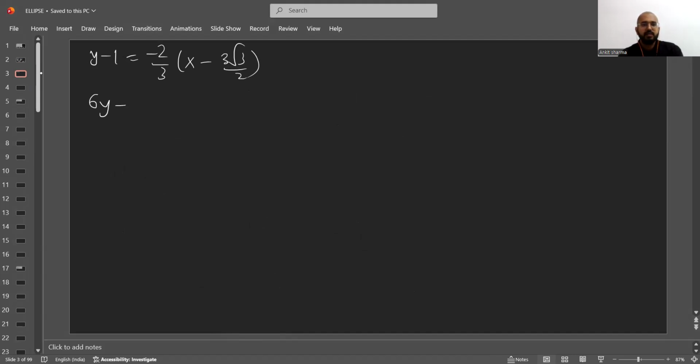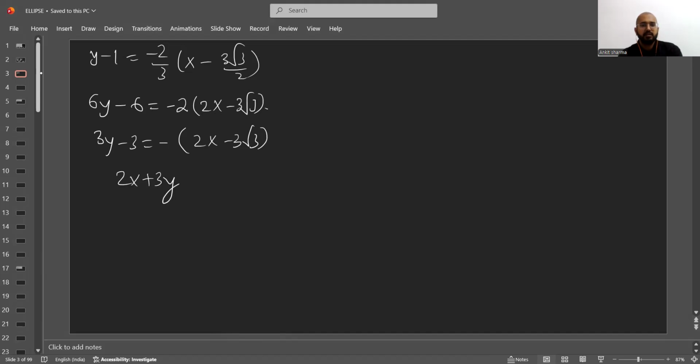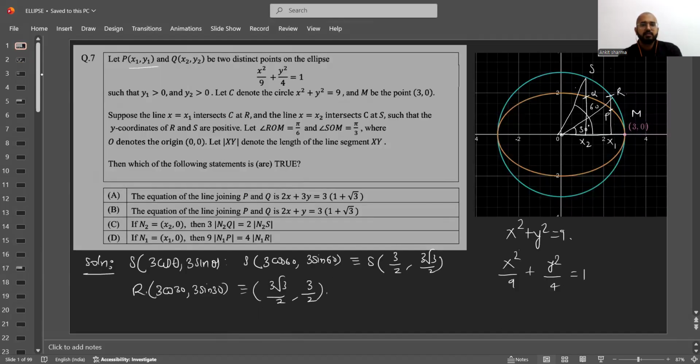So I'll write down here 6y minus 6 is equal to minus 2 times 2x minus 3 root 3. So I can just take this here, or else we can cancel here. So 3y minus 3 is equal to minus of 2x minus 3 root 3. So this will give me 2x plus 3y is equal to 3 plus 3 root 3. Yes, that means this makes my option A correct first. That means B is wrong, because that gives me 2x plus y, which is incorrect.